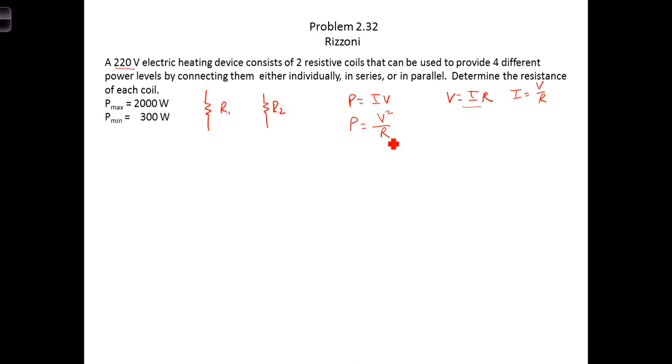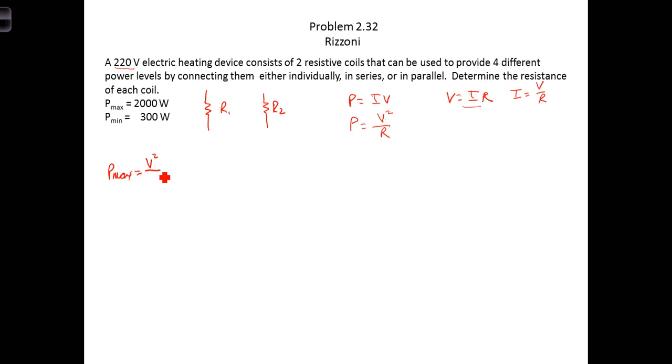Now, this R is going to be either R1 or R2, or the sum of R1 plus R2, the series combination, or the parallel combination. So we know that the maximum power, P max, is going to equal V squared over the resistance that leads us to the highest power.